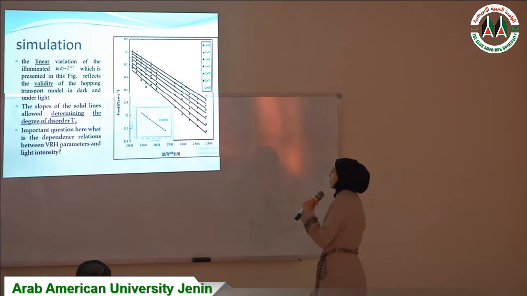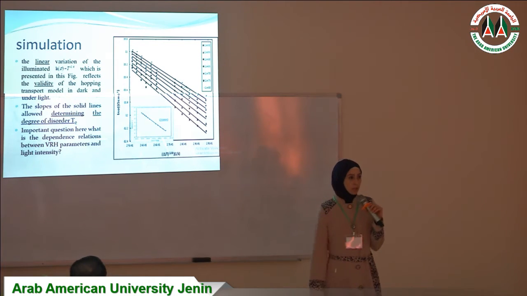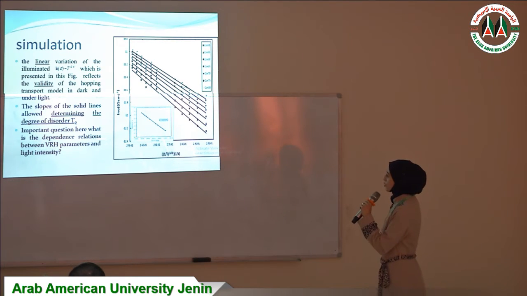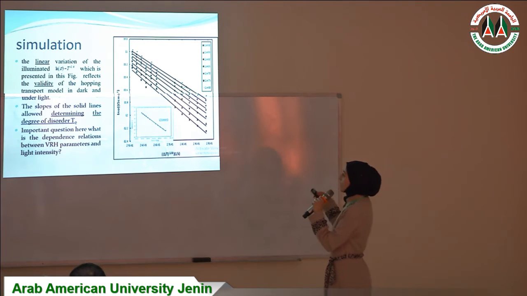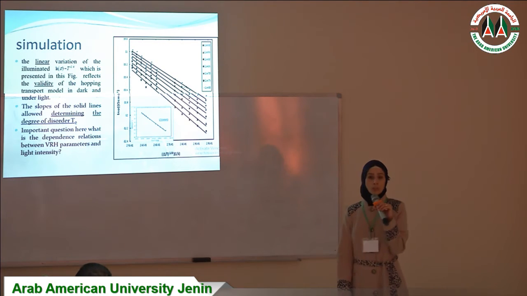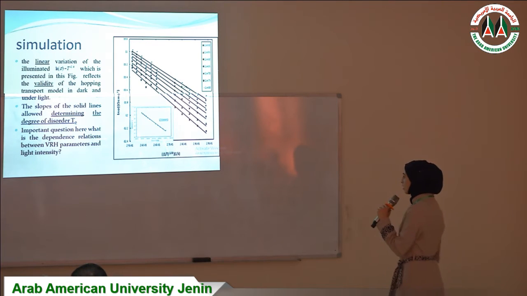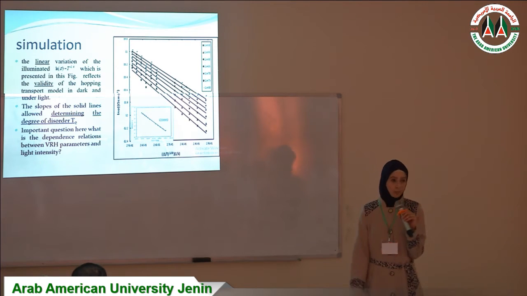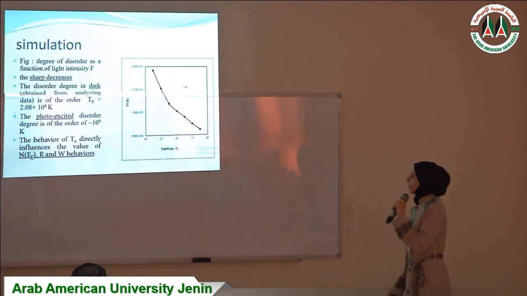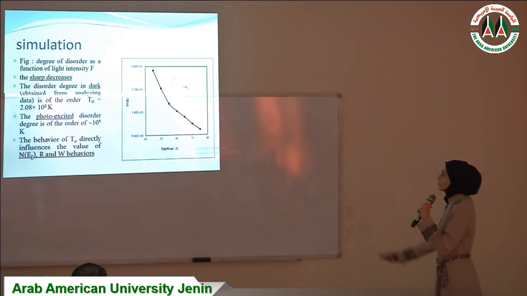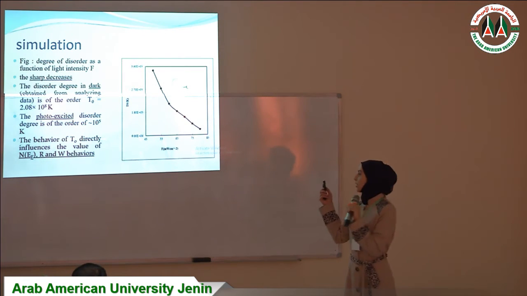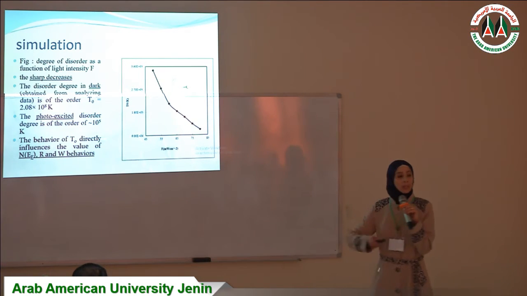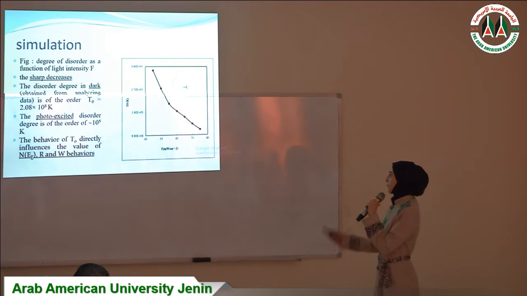Here we sketch the linear variation of log sigma versus T to the power minus 1/4. From this sketch, we can reflect the validity of the hopping transport in the dark and under photoexcitation. So we can determine T0, the degree of disorder, from the slope of this sketch. What about T0? T0 is decreasing, as we show in this figure, with increasing light intensity. And we have a gap between dark and light intensity.